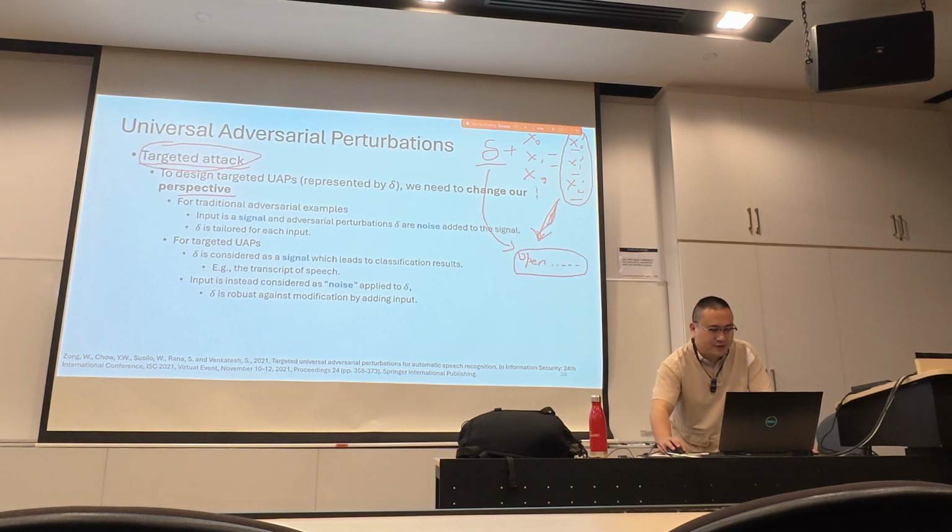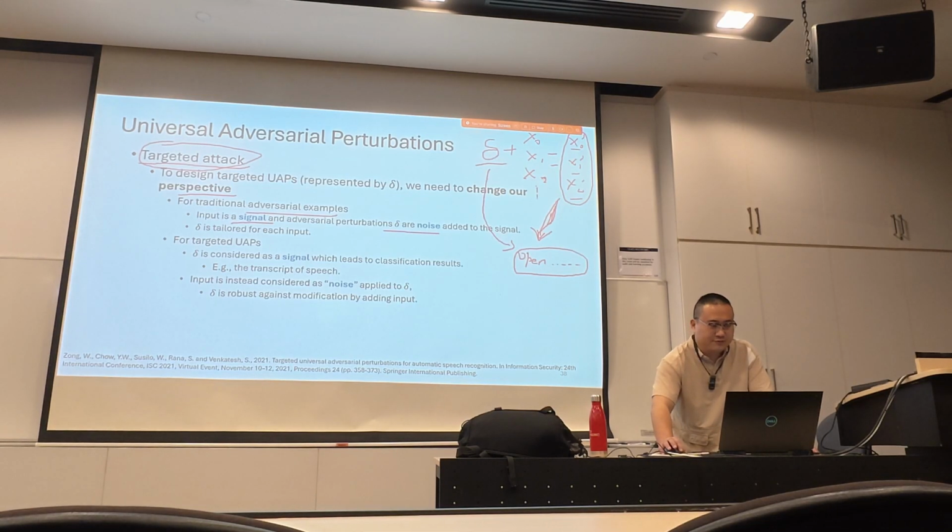So traditionally, we generate adversarial examples given an input. For example, an input of a panda, and then we generate some noise. The panda itself is the signal, because the panda can be recognized as a panda, and then we generate a perturbation to fool the model.